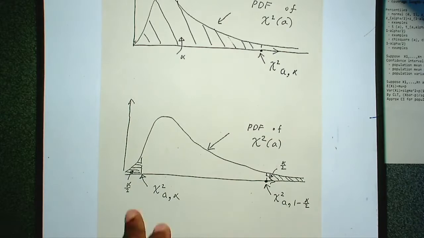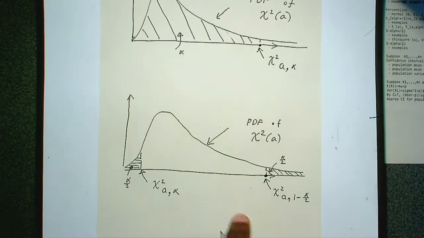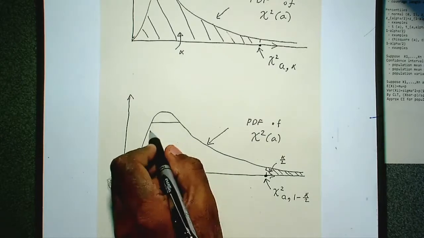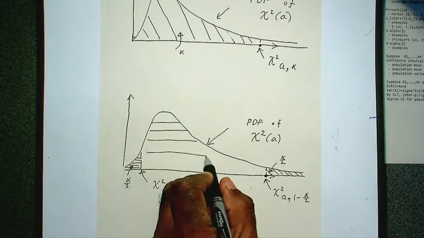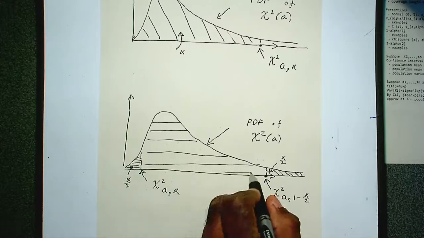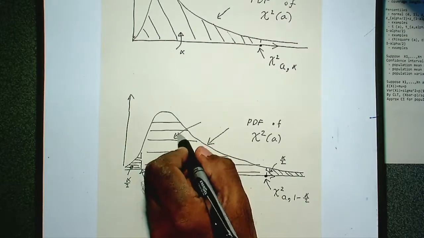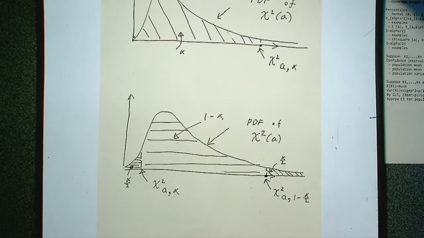Now, because the chi-squared is not a symmetric distribution, in general these two are not equal in magnitude. So they are not equal, okay? All right? But this area here will be 1 minus alpha. All right, guys? You follow what I'm talking about? Okay. So this is the picture.